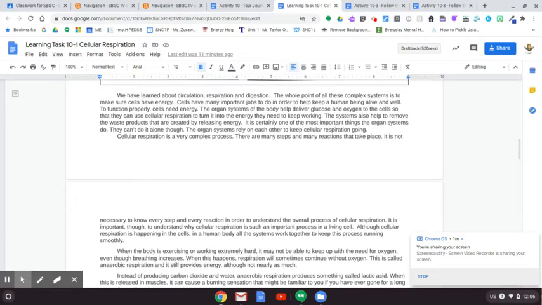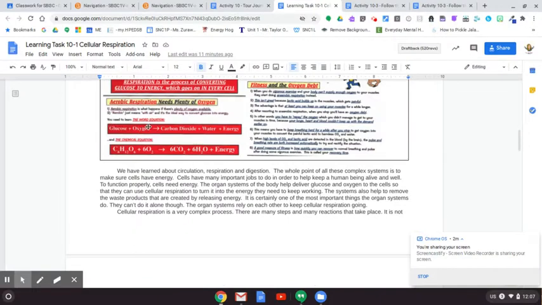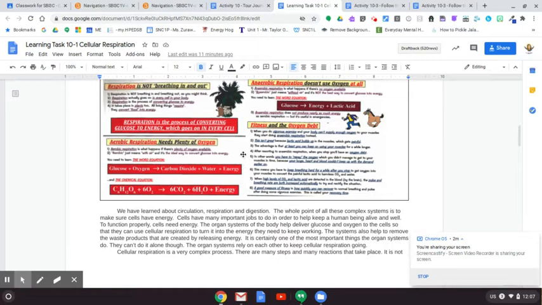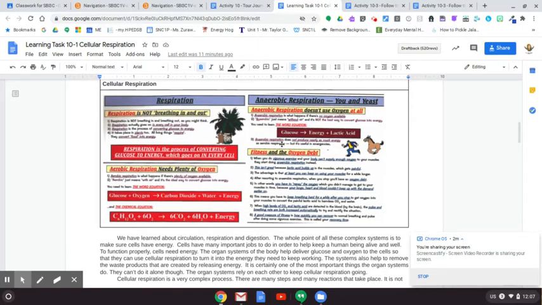So we've talked about all the different systems, in terms of circulation, respiration, and digestion. But what's the whole point? The whole point of this is so that we can have energy. So the cells need to figure out a way to create energy. What the organ systems help us to do is deliver the glucose and the oxygen that's needed. So you can see here in cellular respiration, the glucose and the oxygen that's needed give us carbon dioxide, water, and our energy. And we'll also talk about anaerobic respiration.